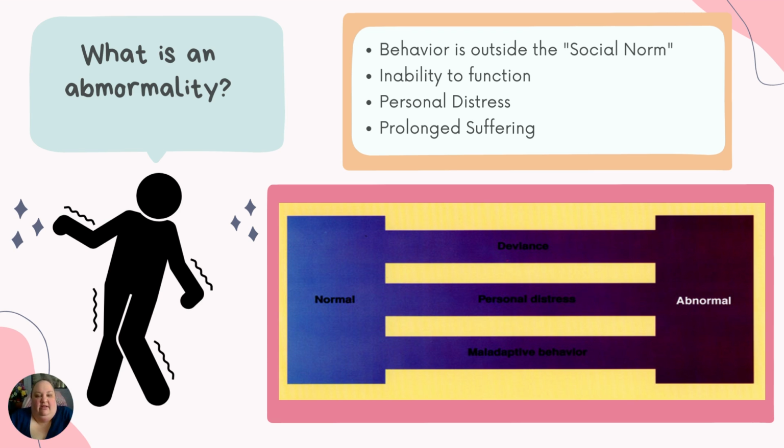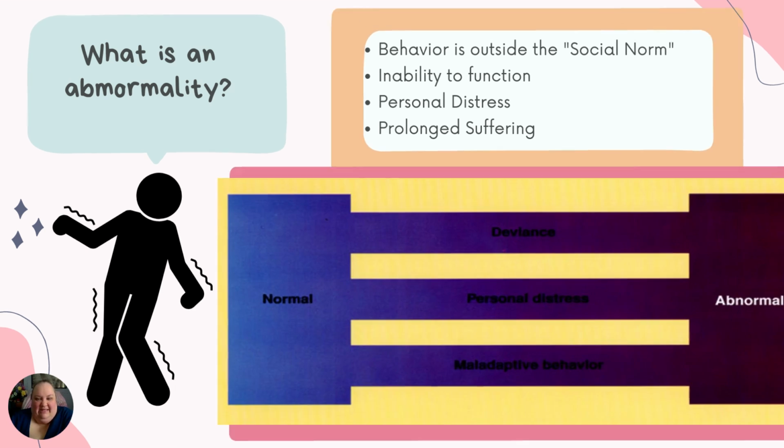So what is abnormality? Behavior outside kind of the social norm. It's an inability to function, it's distress, it's prolonged suffering, kind of all those things in one. This is the continuum between normal and abnormal. You have deviance, you have personal distress, and then you have maladaptive behavior. Sorry about that, it's a little hard to read on that. It's a little dark.